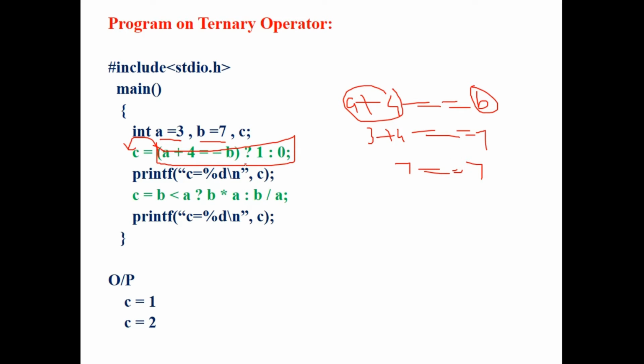Yes, it is true. If this is true, we will look for the value written before the colon, so that will be 1. So your c will have the value 1. So this is the output of the first expression.